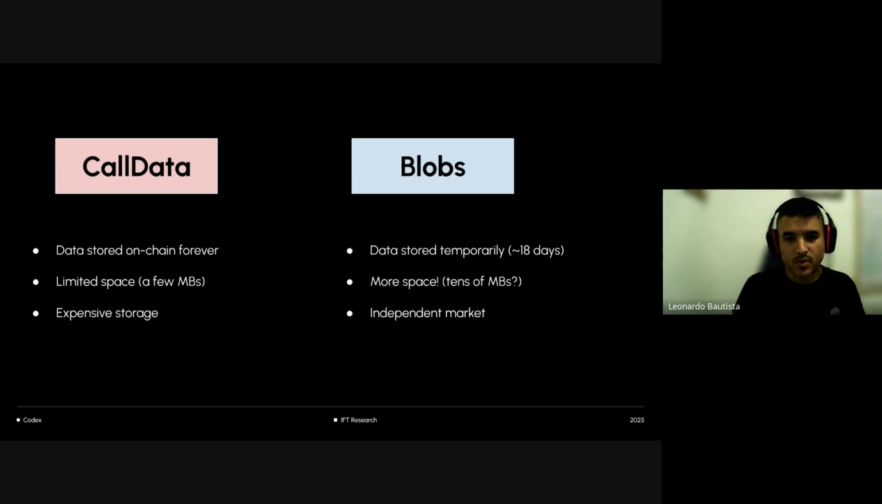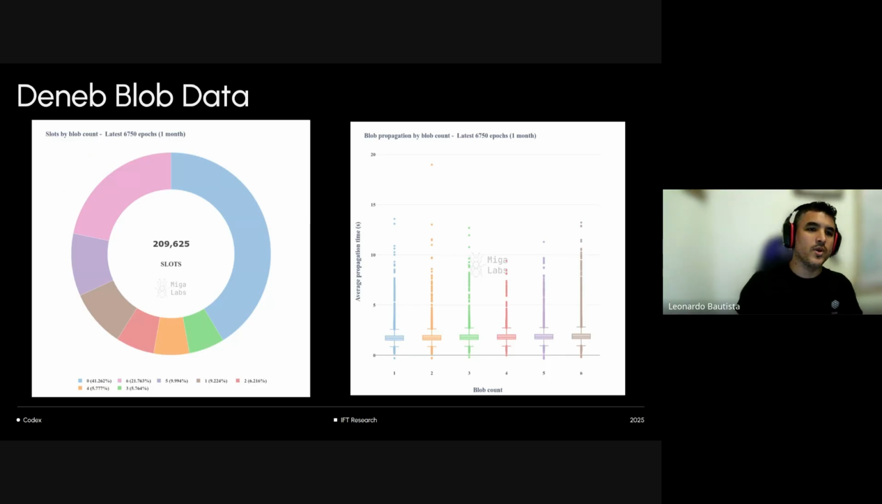So this was the way that we invented to solve this problem of storing layer 2 data on calldata: to use blobs. And it kind of solved all those three problems. So we launched Deneb a little bit more than a year ago, and it has been working well.